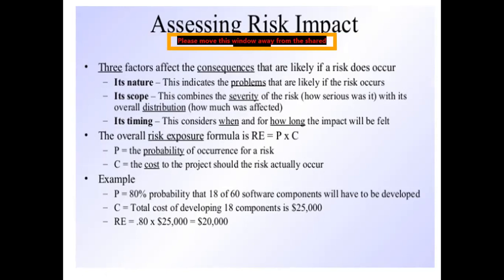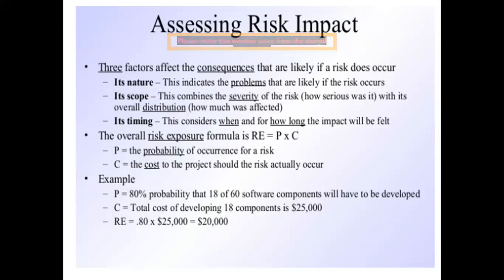So we are going to consider that one project consists of a total of 60 software components. But till now, we have already developed 18 software components. Due to the risk factors, we are going to stop here. So now it is given 80% probability. Here, capital C is the total cost of developing the 18 components we have already developed, and that total cost so far is $25,000.